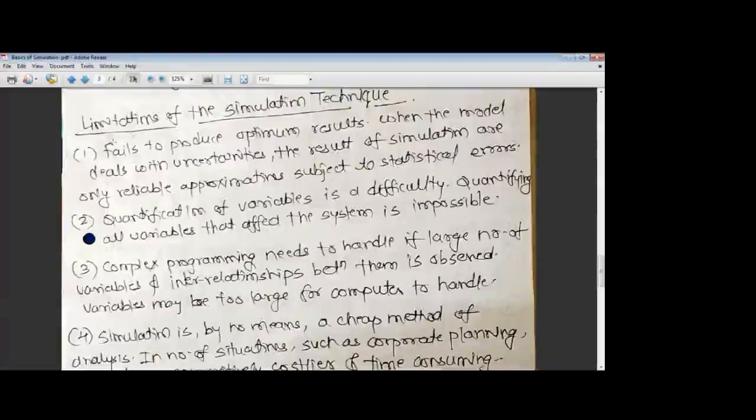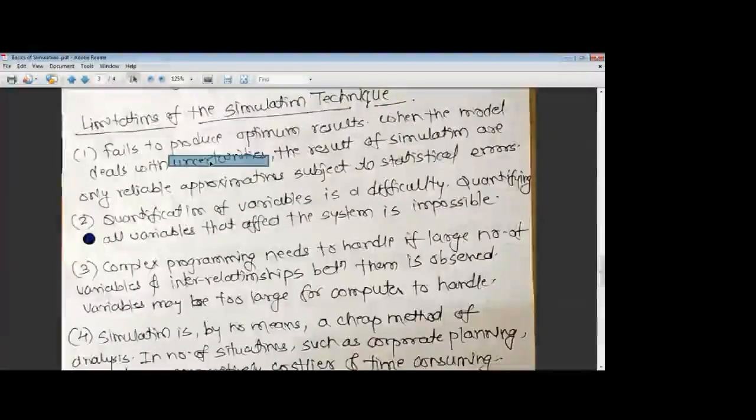Normally, simulation models are not the perfect replacement of the real-life scenario. They won't perfectly represent real life, so they have certain limitations. A simulation model may fail to produce the optimum result, because when the model deals with uncertainties, it is not an exact imitation.